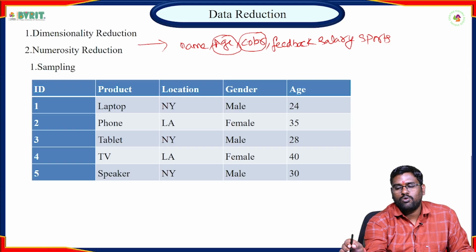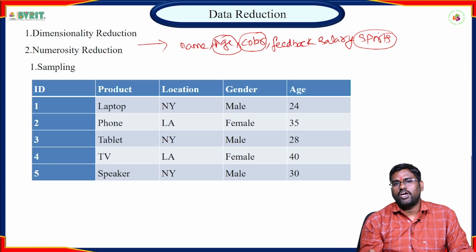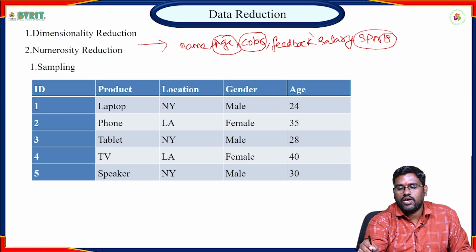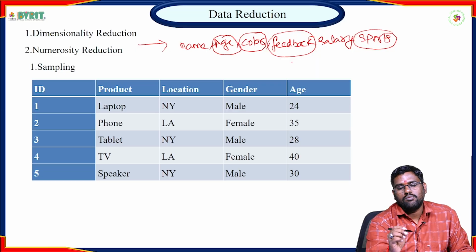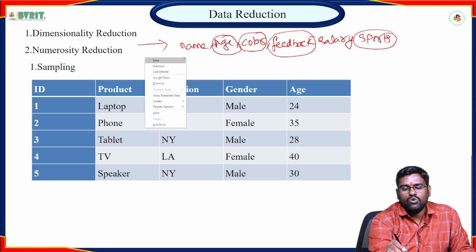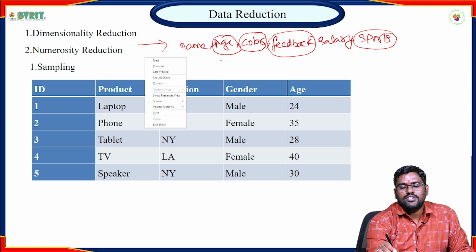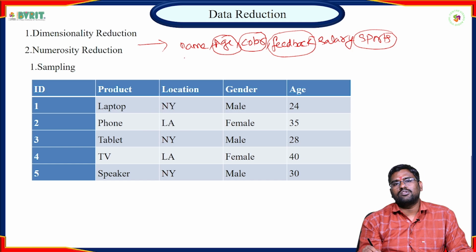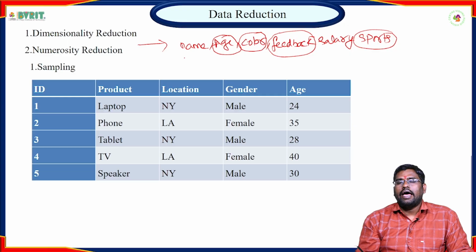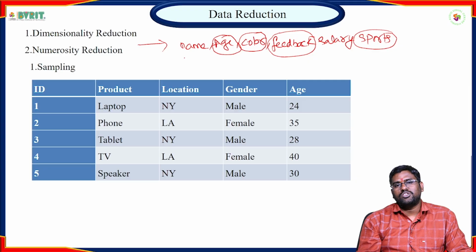Now coming to the sports. Based on the sports we are not calculating, and based on the feedback also we are not calculating. So by using dimensionality reduction we remove these. Here we have a total of 6 attributes, and we are reducing those 6 attributes into only 2 attributes. Based on the name and the salary, we identify the given person and the features of the person. Unnecessary attributes that do not reflect on the existing data set are removed; that is called dimensionality reduction.